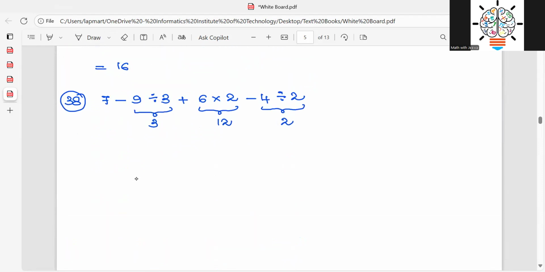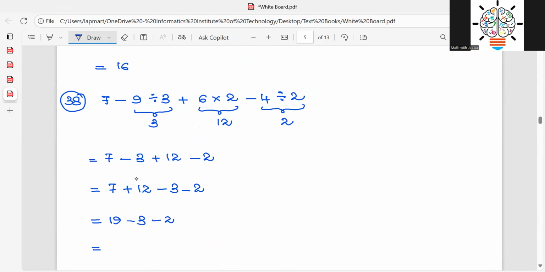Right. So then what we do, redo the question, rewrite it: 7 minus 3 plus 12 minus 2. So then I rewrite this: 7 plus 12 minus 3 minus 2. So then it is 19 minus 3 minus 2. 19 minus 3, 16. 16 minus 2, 14.